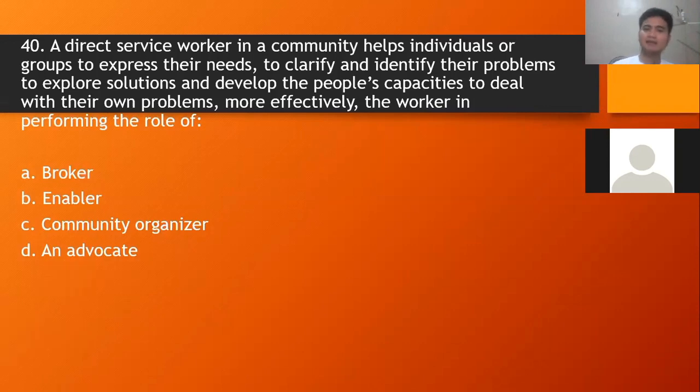Pero pag sinasabi nating enabler, you help the client system, individual, group or community, to identify, let them identify, but you are just there to facilitate and help them to identify the problem, to clarify on how to proceed, and explore what are the possible ways. That is the enabler. And ang purpose ng enabling role is to empower. Okay? An advocate naman, you are representing your client in his behalf. Community organizer, organize the communities for the communities to become self-reliant. Okay.